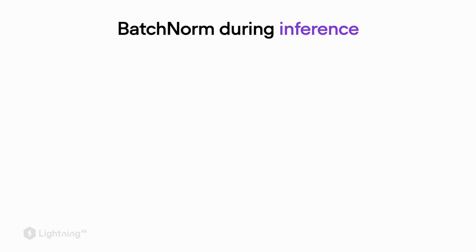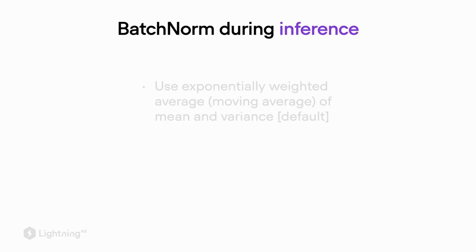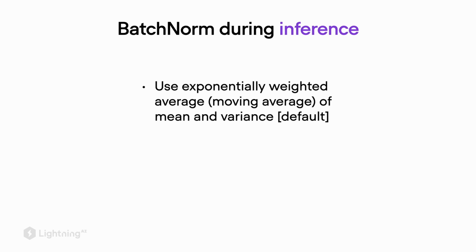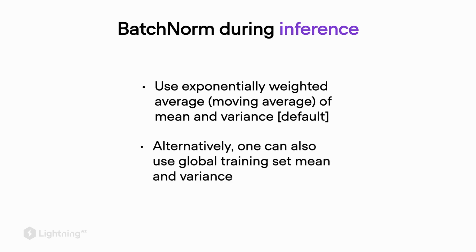What we do when we use BatchNorm during inference is that we use an exponentially weighted average of the mean and variance terms. An exponentially weighted average is just yet another term for the moving average. So we have the moving average of the mean and the moving average of the standard deviation. Alternatively, some people like to compute the global mean and standard deviation for the whole training set and use that one during inference. PyTorch by default uses the exponentially weighted average. In order to make sure that the model works correctly during inference, we have to remember to put the model into the evaluation mode, which we have talked about in previous lectures.